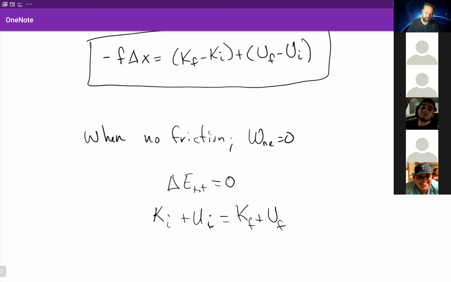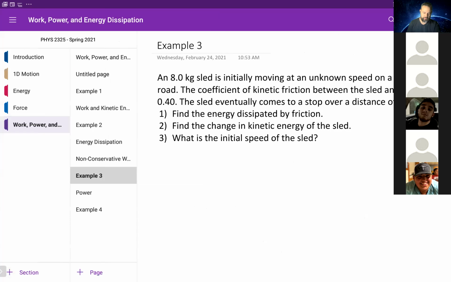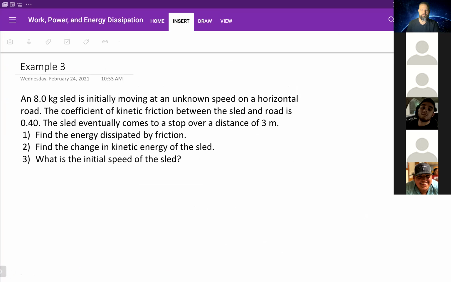All right, let's look at this example. I'll give you a couple minutes to write it down.